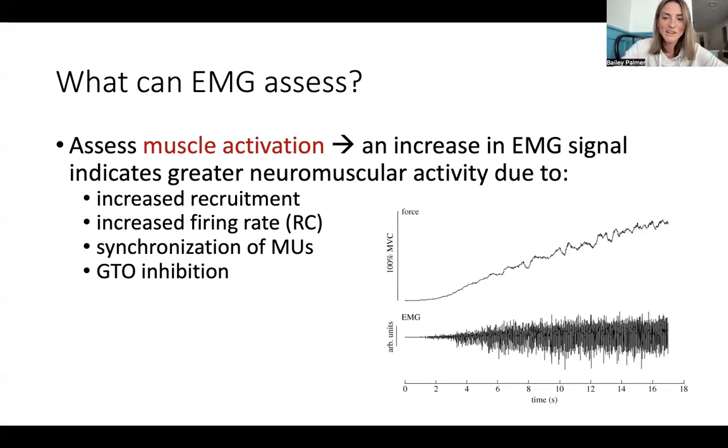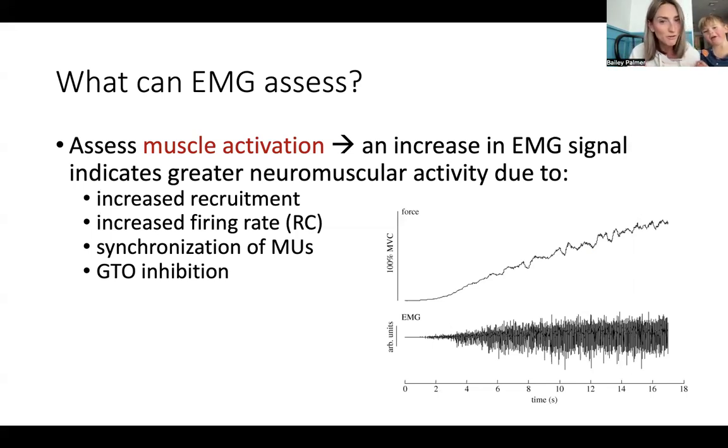Number one, more recruitment. As the signal gets larger, we're picking up more motor unit action potentials. That means we have more motor units being recruited, and larger motor units, those type 2 motor units, produce a larger action potential. They produce larger signals. Next is firing rate. Once we've recruited and activated these motor units, we have to keep them active, especially smaller motor units.